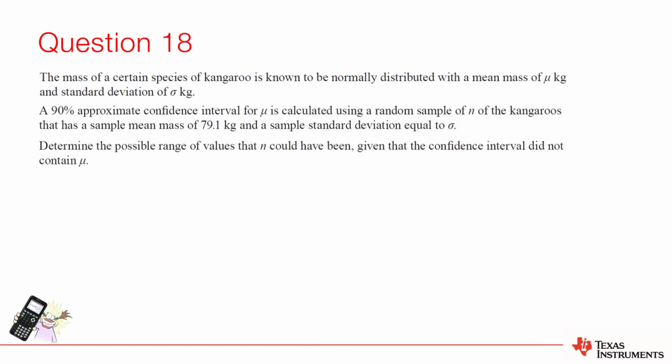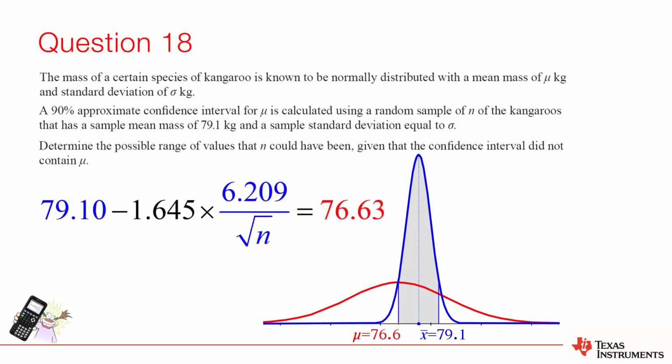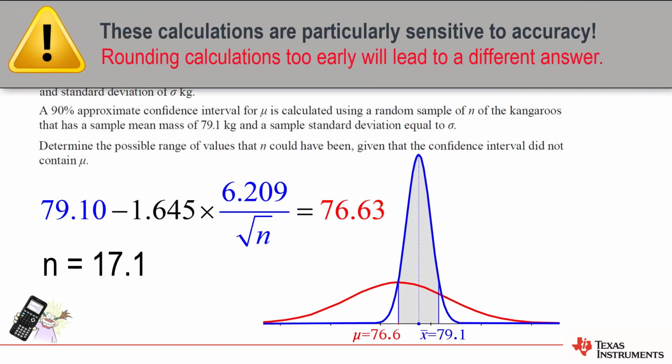The mean for our sampling distribution was 79.1. It must be 1.64485 standard errors from the population mean of 76.6. As we are told that sigma is the same as before, 6.2, we get the equation 79.1 minus 1.64 by 6.2 over root n is equal to 76.6. Solving this for n gives us 17.1.